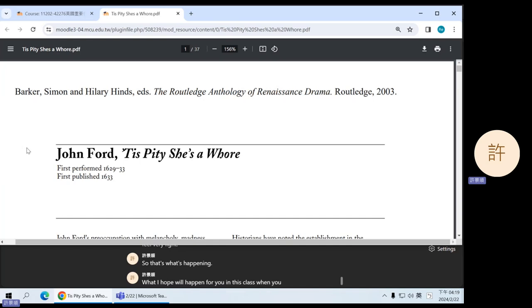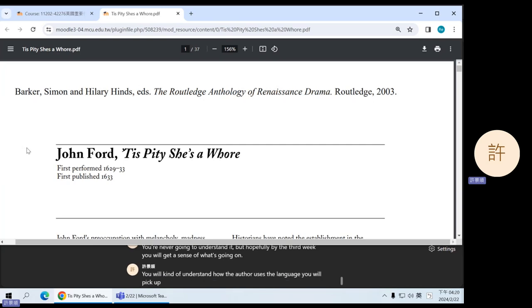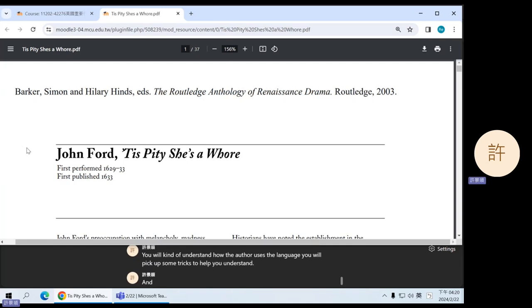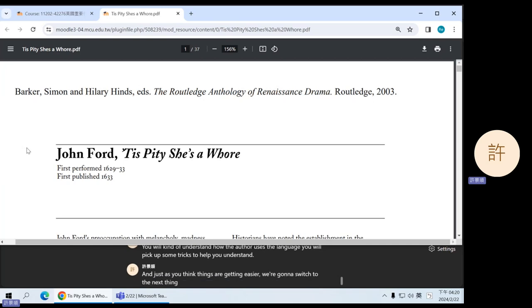When you first try to read the thing, it will feel like it's impossible. It will feel like it's torture. You're never going to understand it. But hopefully by the third week, you will get a sense of what's going on. You will kind of understand how the author uses the language. You will pick up some tricks to help you understand. And just as you think things are getting easier, we're going to switch to the next thing and it will feel hard again. And that's by design.